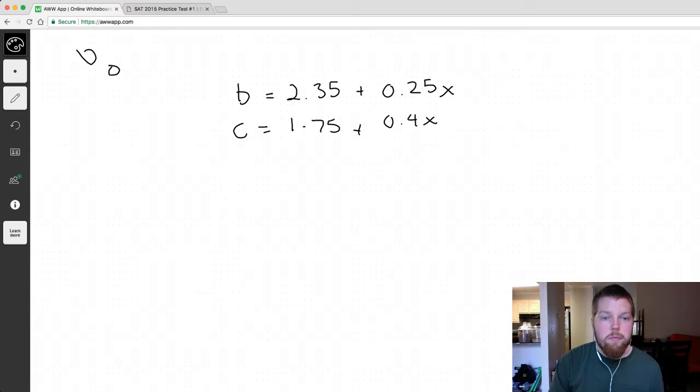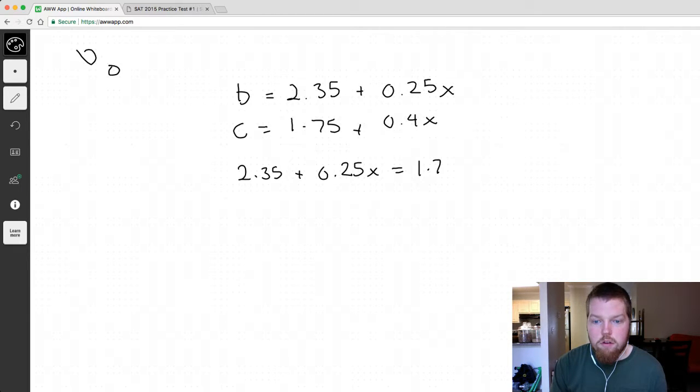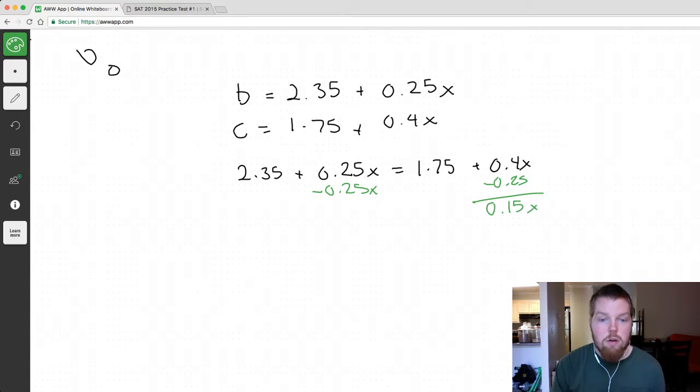Okay, so we do want to set them equal to each other like we did last time. 2.35 plus 0.25x equals 1.75 plus 0.4x. So I'm going to subtract 0.25x from both sides, and I'm going to get 0.15x, which is where I made a mistake last time.